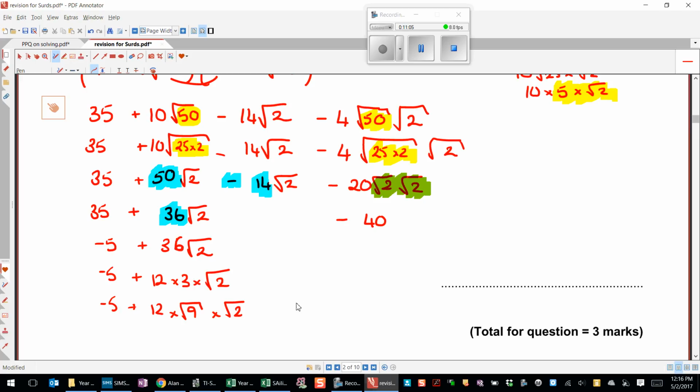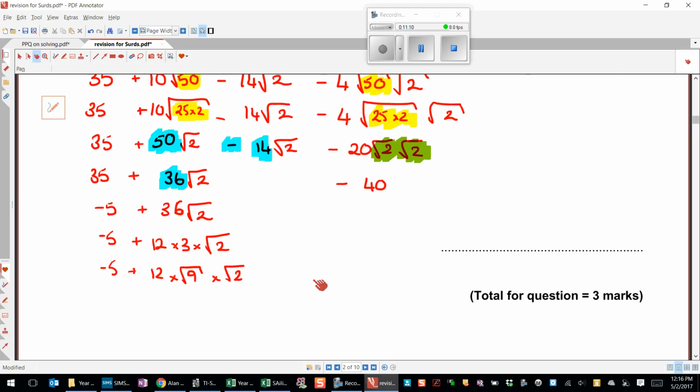And then, how do I go the opposite to what I've been doing? So it's minus 5 plus 12 lots of, and then I put those into 1. 9 times 2 is 18. I don't think that bit is necessary. It won't be there because there's only 3 marks, and they always expect you to go to the lowest term.